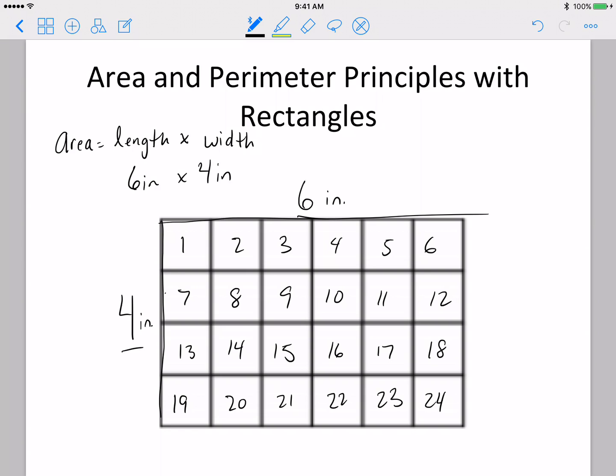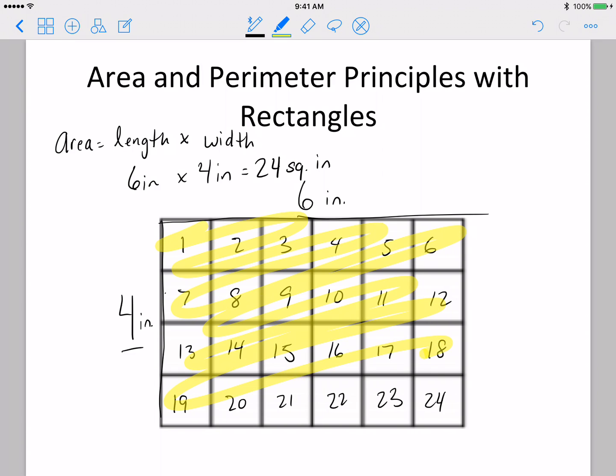But our most efficient way to solve this is going to be to multiply. And we know that 4 times 6 is equal to 24 square inches, because we are measuring this area with square units, square inches for this one. Okay, so it takes 24 squares to cover this rectangle. Think if this was your floor and you're going to tile it, it would take 24 tiles, or if we're working in feet, 24 square feet to cover this up.